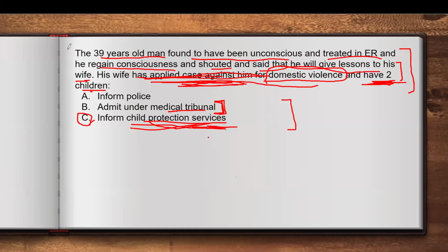So this is not the case right now. Here nothing like such things are mentioned, so this is not the most immediate thing that we will do. Most immediate thing is to inform the child protection services if the mother has already applied the case against the husband. All right.